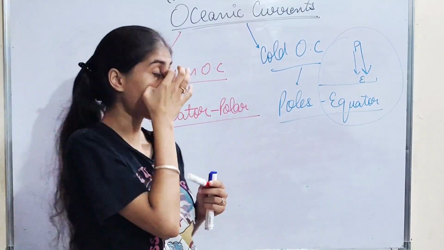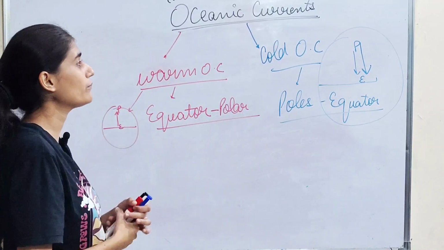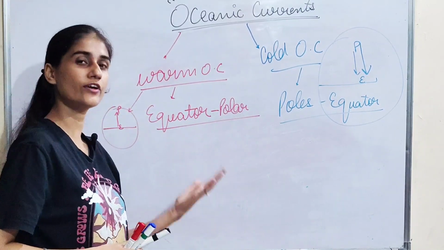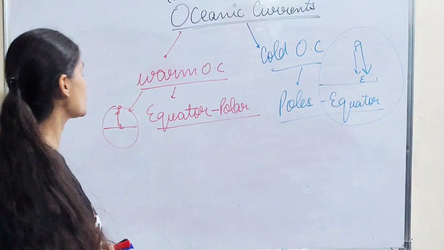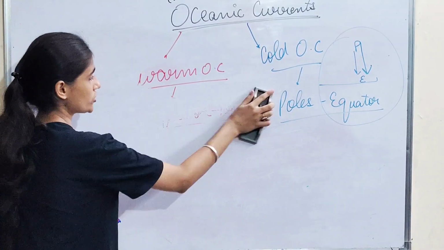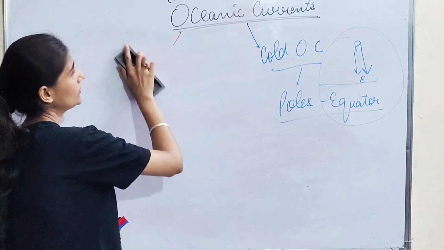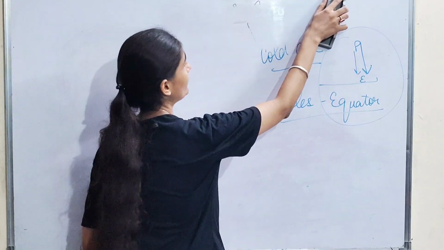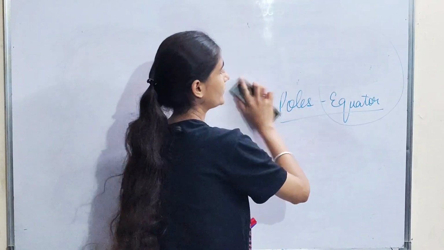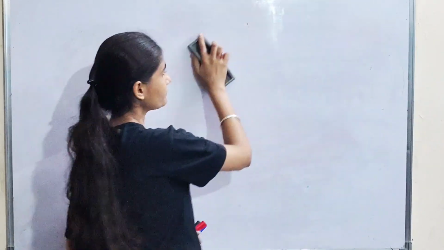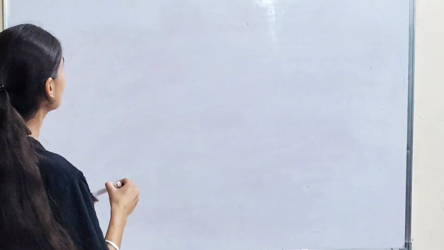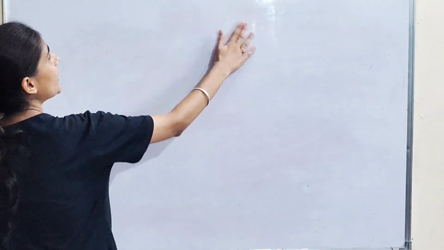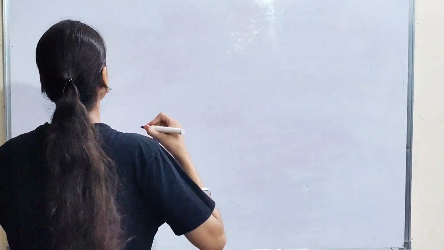So today we'll start with the different types of cold and warm oceanic currents in different oceans. So first we'll start with the Atlantic Ocean. Very interesting topic it is. The last topic was also interesting. So let's start with the ocean currents of the Atlantic Ocean.